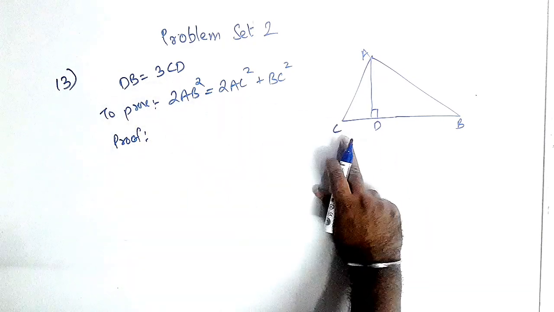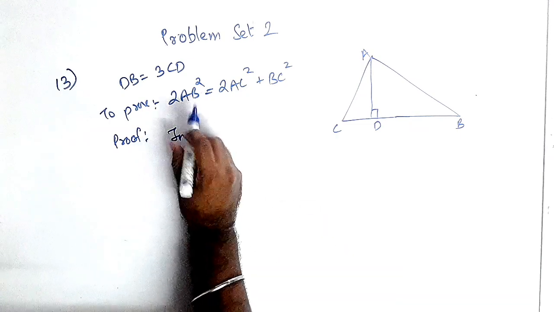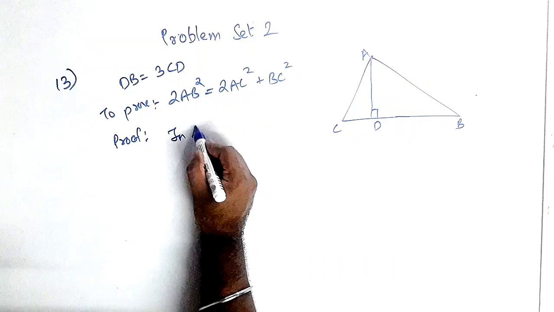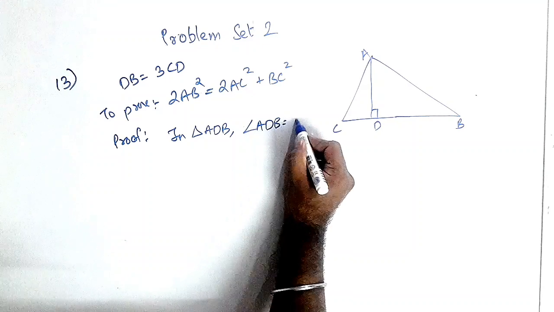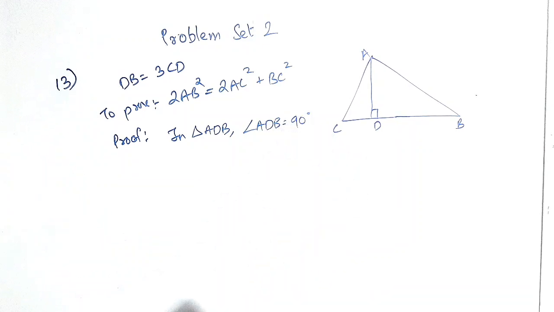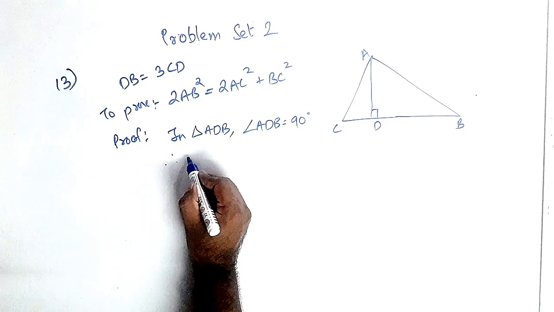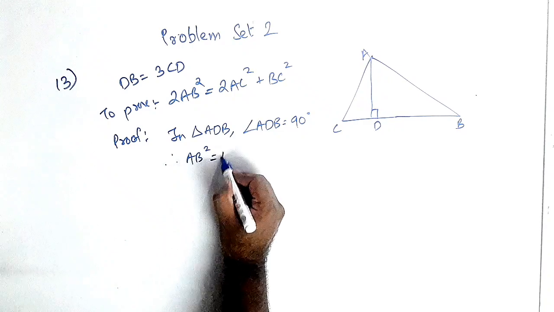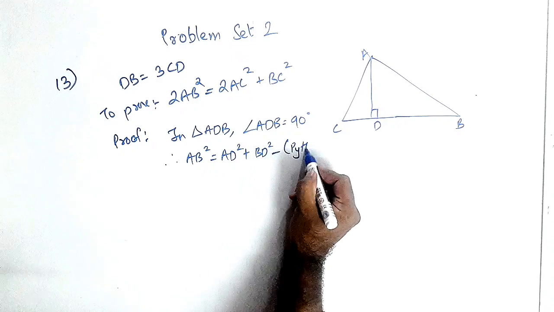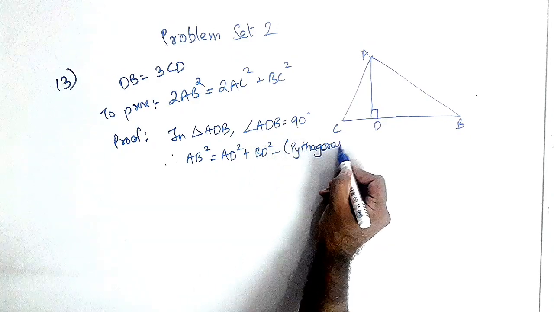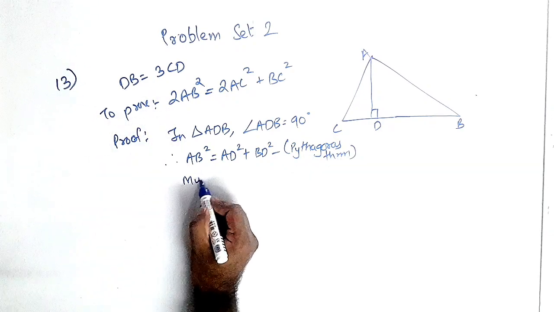It is given that DB is 3 times of CD. This is the given information. However, I want first AB square, so which triangle will I take? In triangle ADB, angle ADB equals 90 degree, and therefore AB square is equal to AD square plus BD square. This is by Pythagoras theorem.